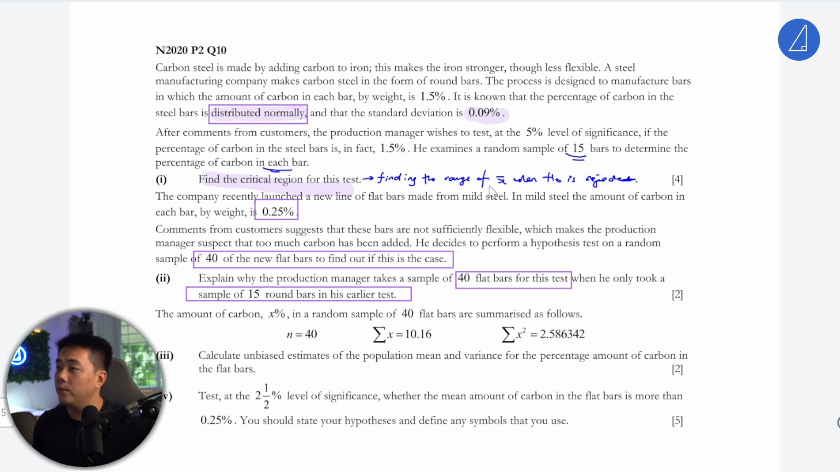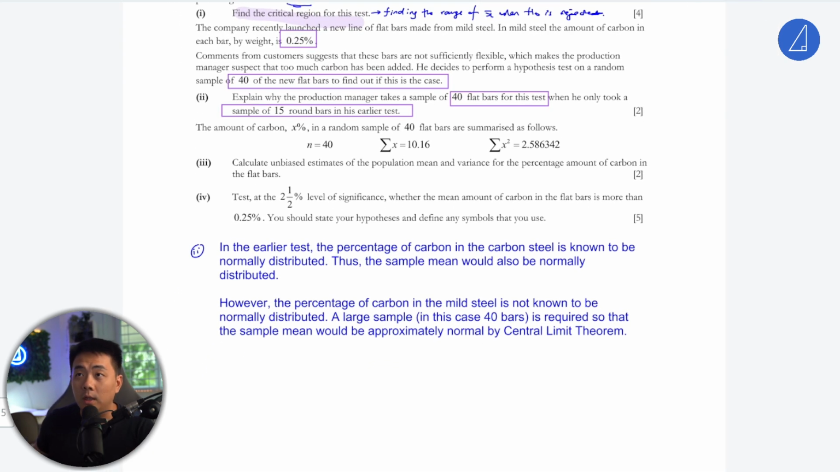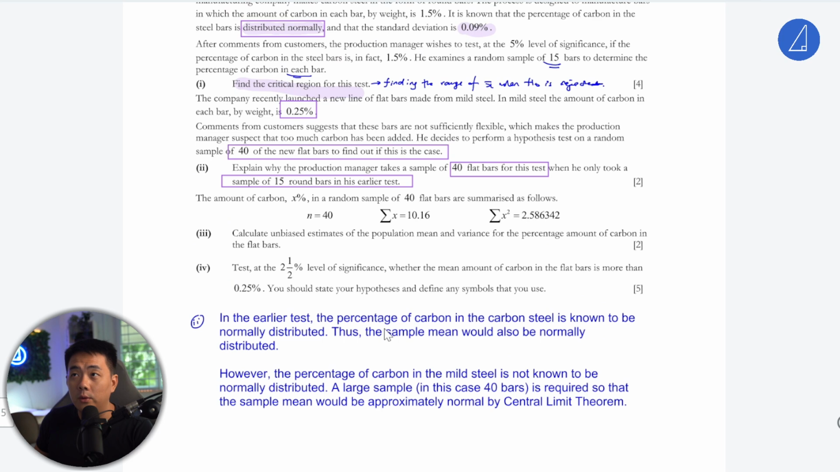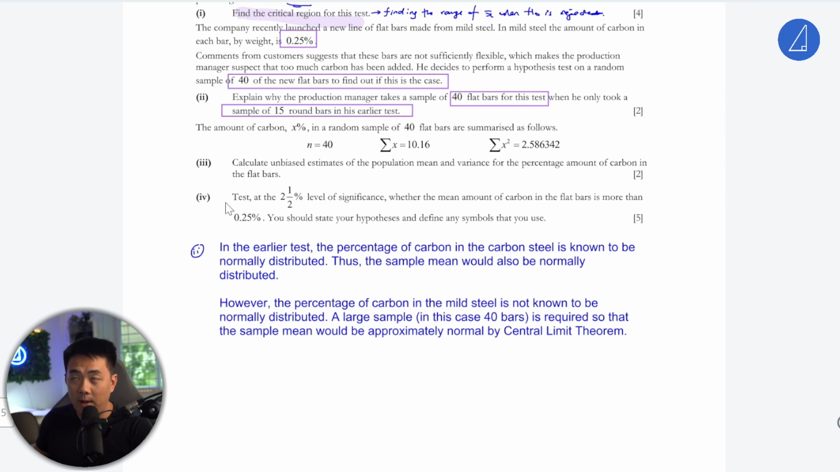So just write it down. This is how I write it. In the earlier test, the percentage of carbon in the carbon steel is known to be normally distributed, whereas the percentage of carbon in the mild steel is not known to be normally distributed. So you need a large sample. In this case, a large sample is required so that the sample mean will be approximately normal by the central limit theorem. So that's how we do part 2.